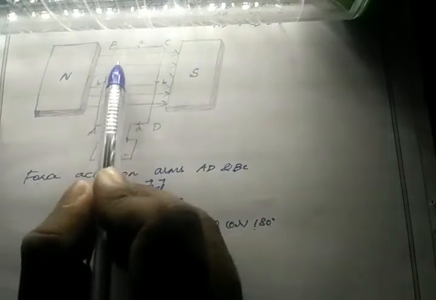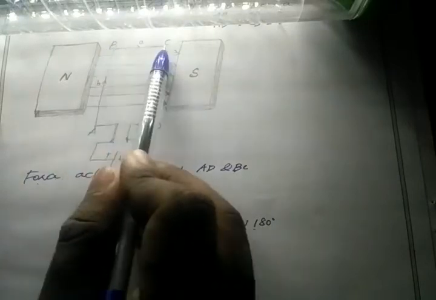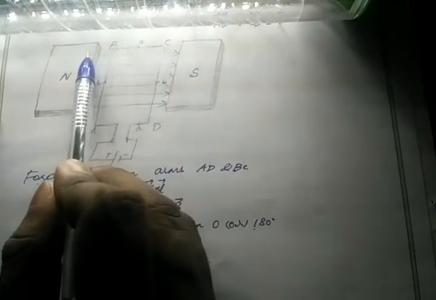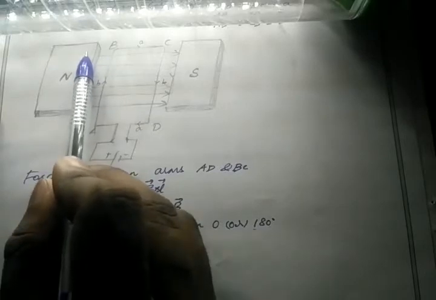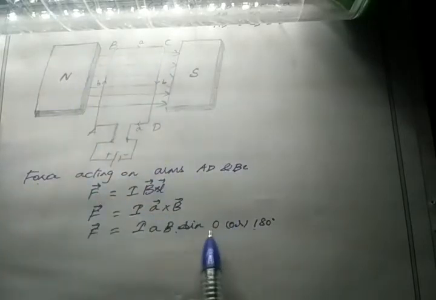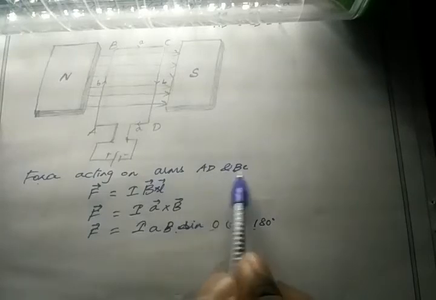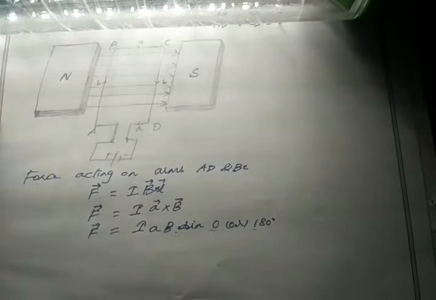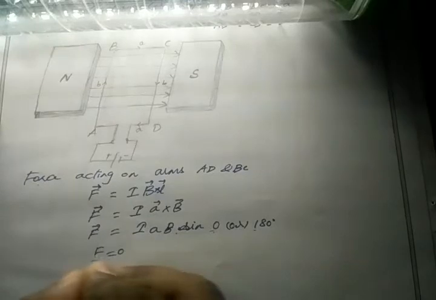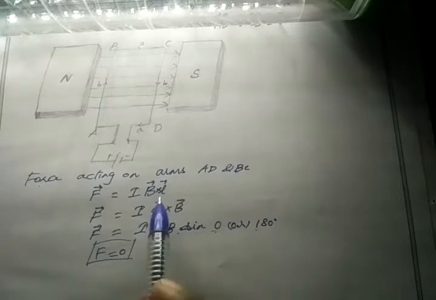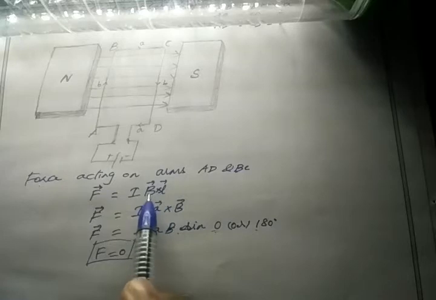If you take BC, the direction of current is B to C, and the magnetic field is also from left to right. So both are in the same direction, and we use 0 degrees. So for AD and BC, the angle will be 180 and 0 degrees respectively. What is the value of sin 0 or sin 180? It is 0. So the force acting on arms AD and BC is 0, because the length vector is parallel or anti-parallel to the magnetic field.